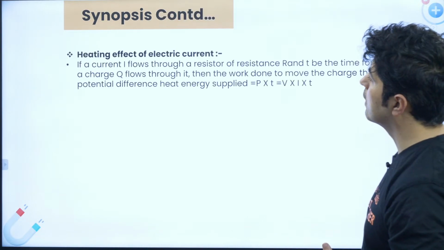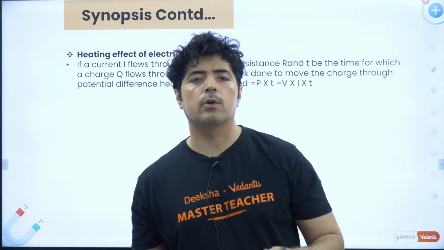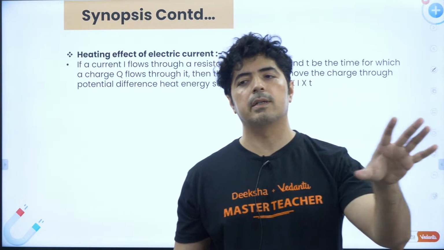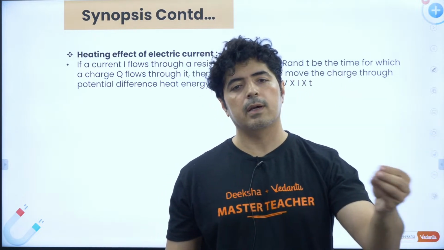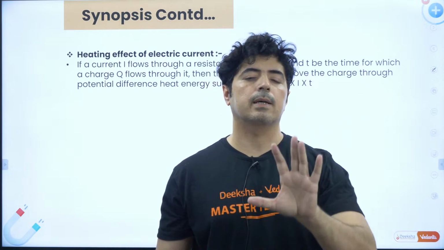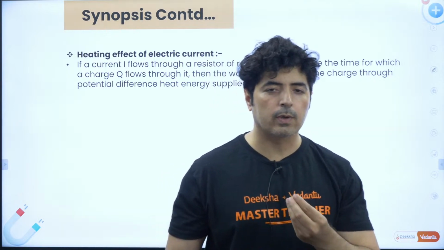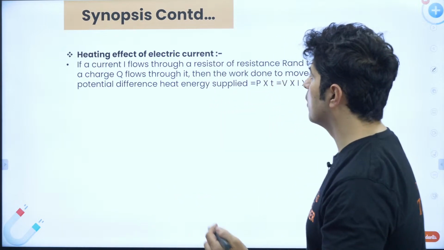That is going to be your heating effect of current. That means whenever a current passes, you might have seen that in your refrigerator, TV, anywhere, wherever the current passes, you find that they just heat up. We are here to find how to calculate that heat. Okay, there is a formula for that.